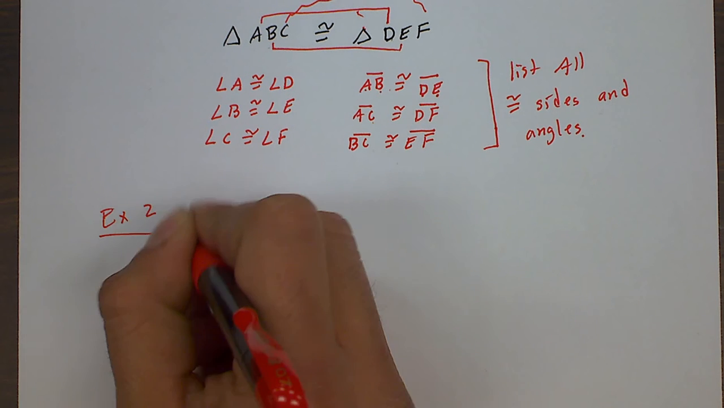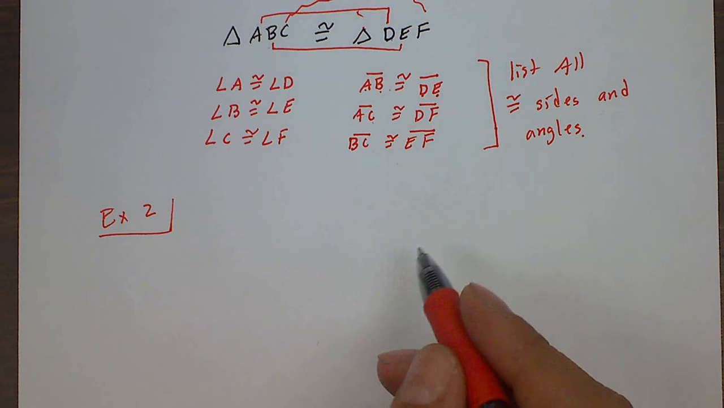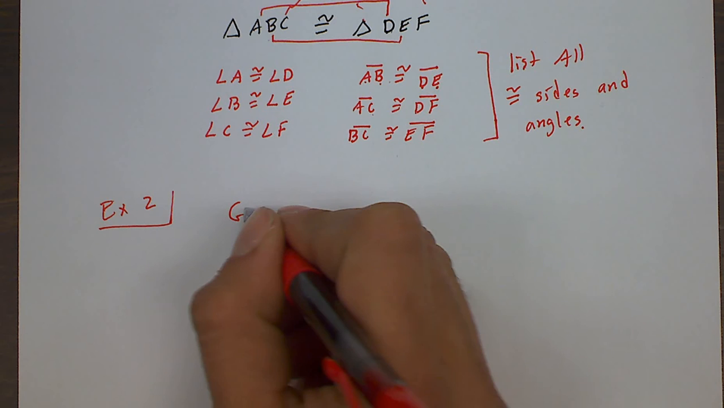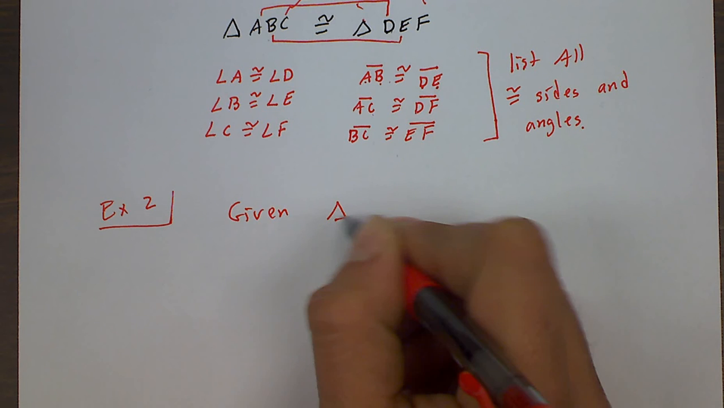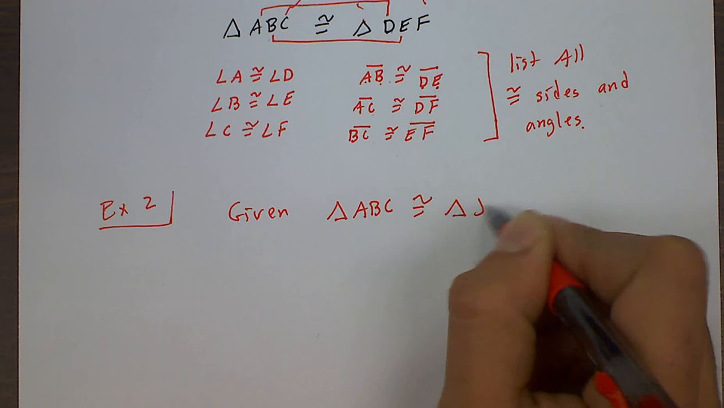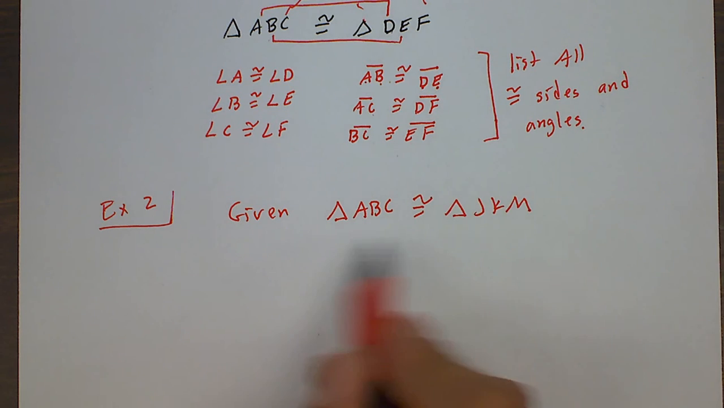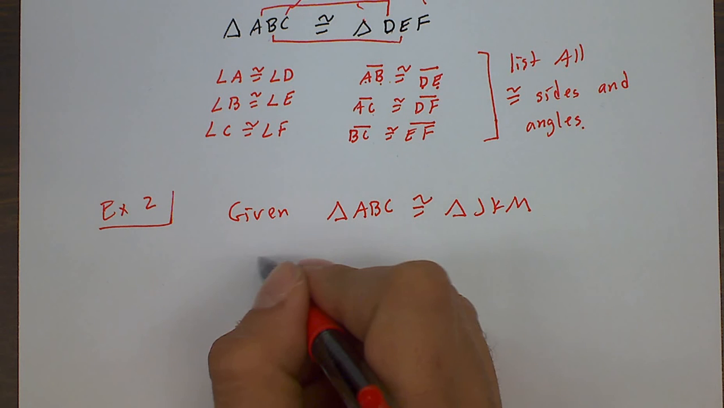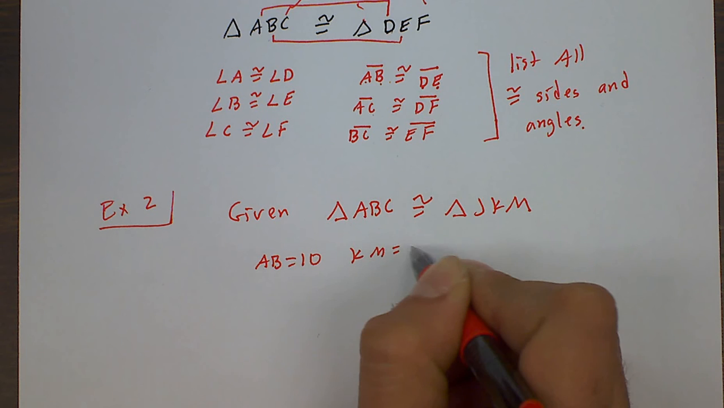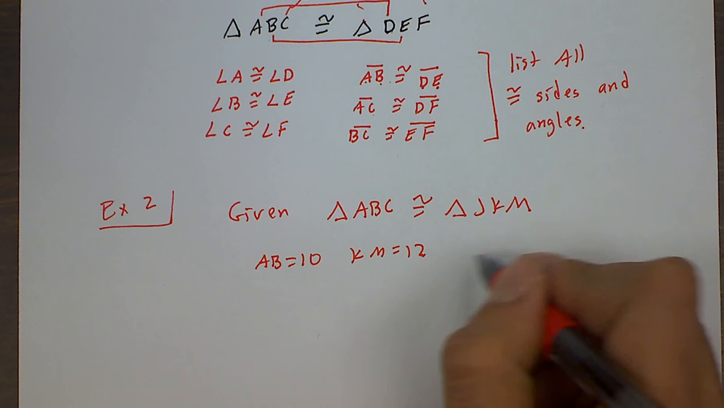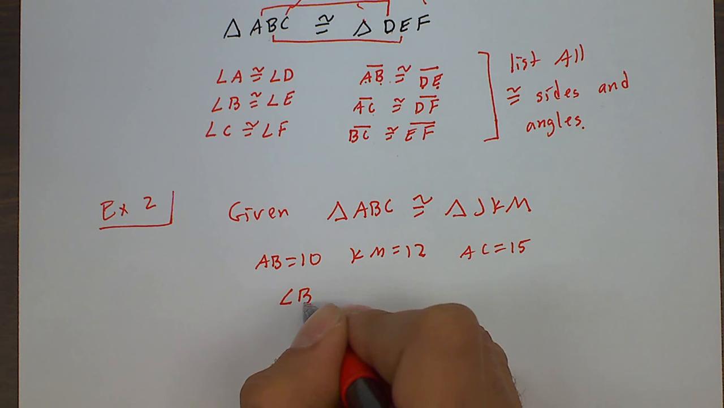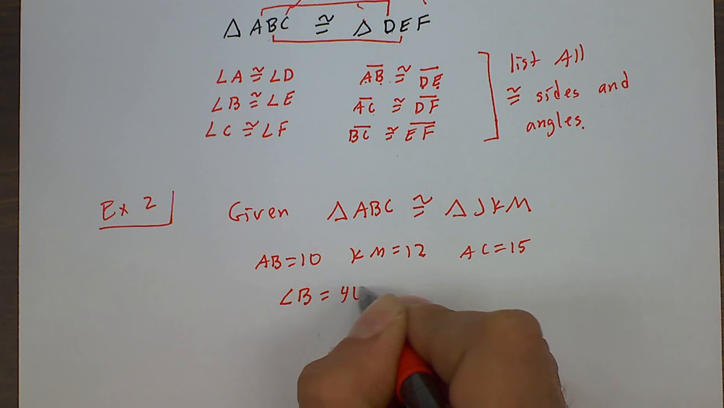We can use that to find missing segments or missing angles. So for example, let's say given triangle ABC is congruent to triangle JKM. So they gave us that. Now also we know that AB is equal to 10, KM is equal to 12, and AC is equal to 15, and also angle B is equal to 40, and angle M is equal to 60.